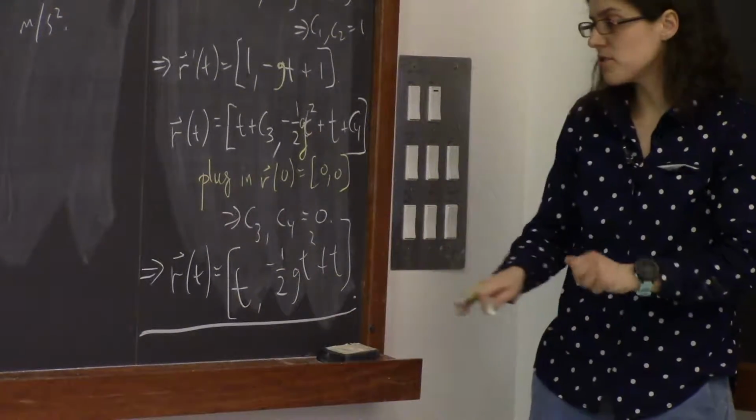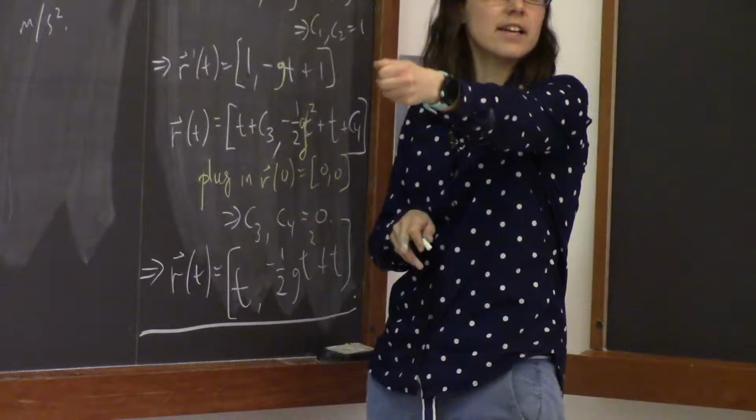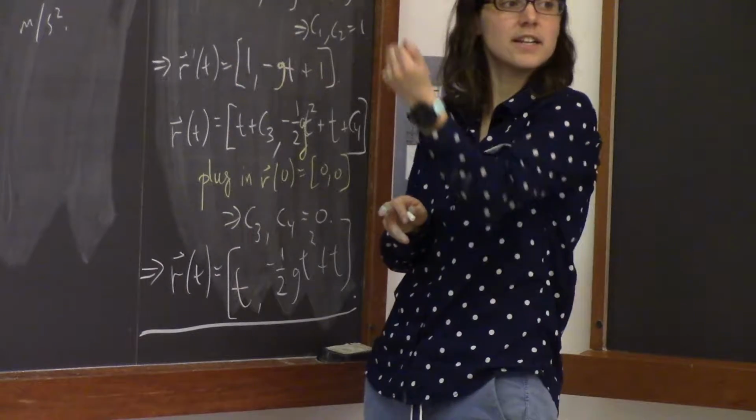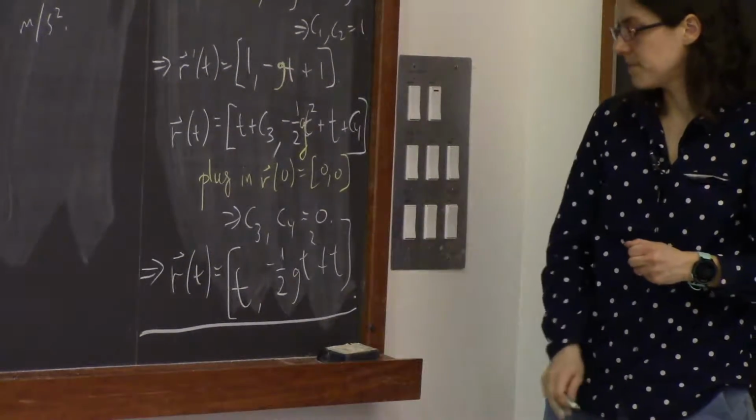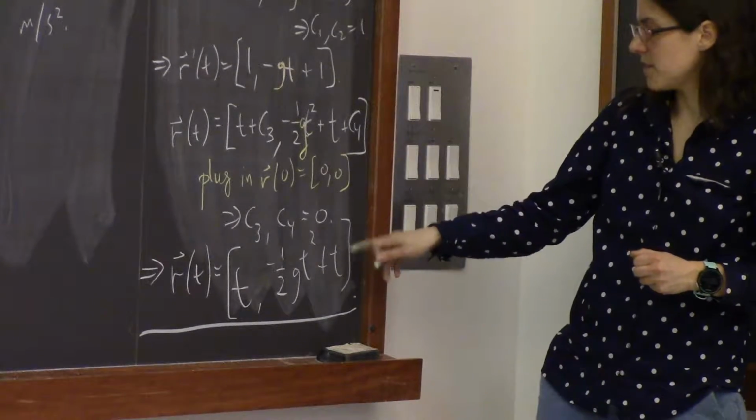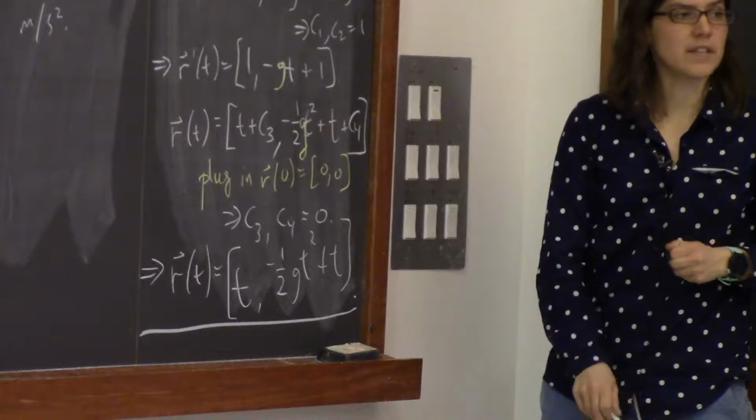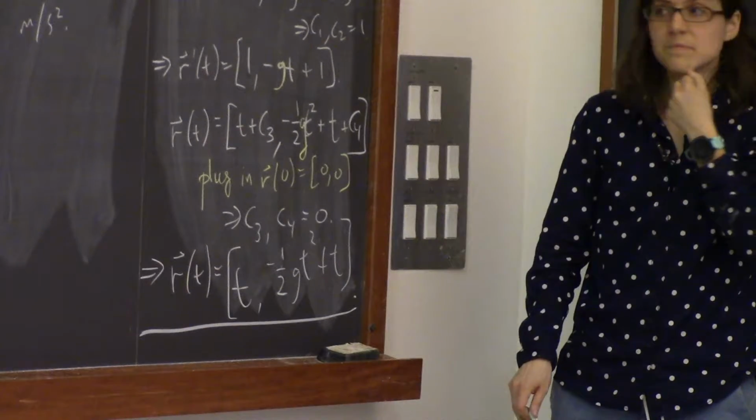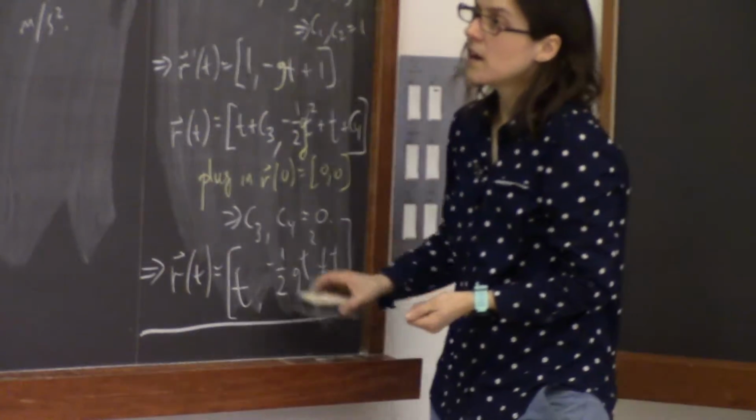So it tells you that your position in the x direction is just how long you've been flying, which makes sense because you've just shot it at a speed of 1. And then your y position: you shot it with a speed of 1 going up, and then gravity is pulling down. All right, so this tells us our position at any time.